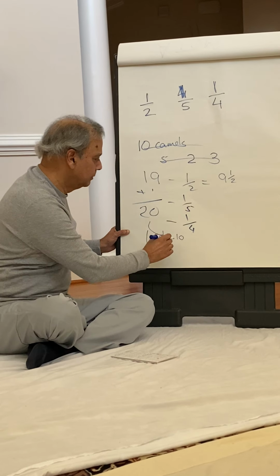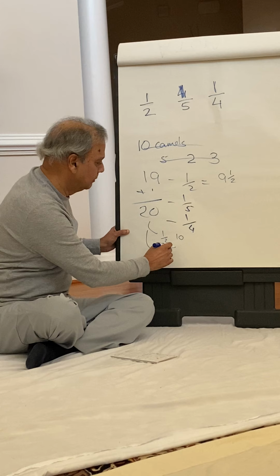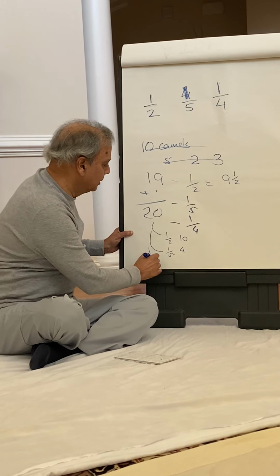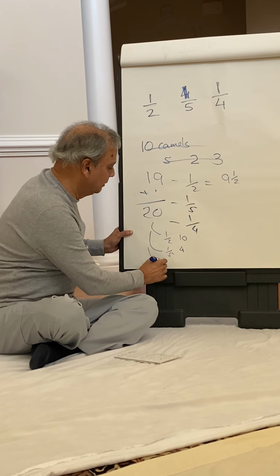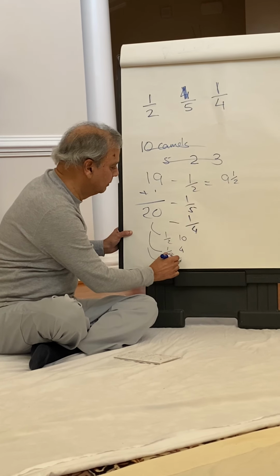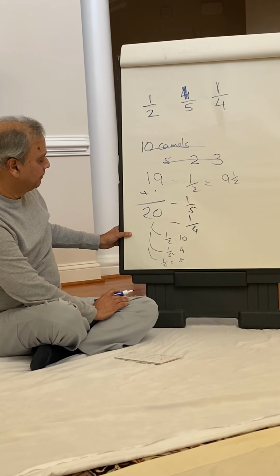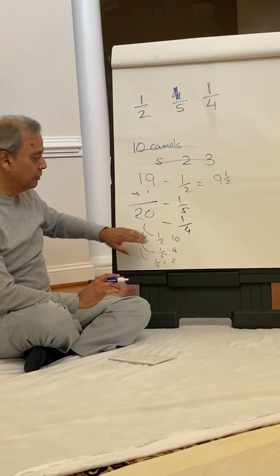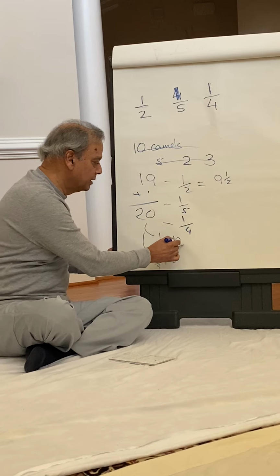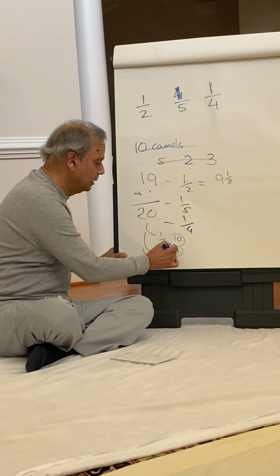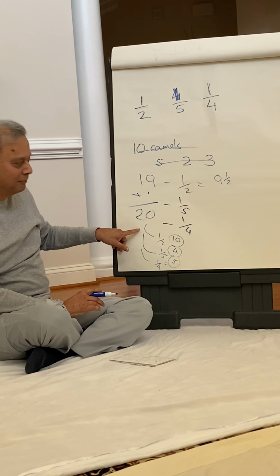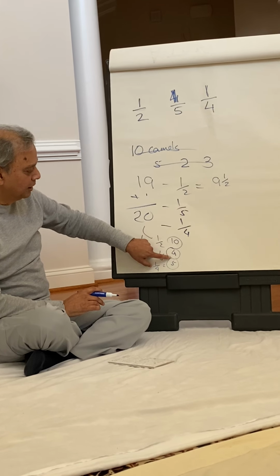4. Yeah, 4. And third one gets 1/4 of 20, which is 5. Yes, okay, that's right. So the first one gets 10, the second one gets 4, and the third one gets 5. But one camel is left. Because 10 and 4 is 14 and 5 is 19.